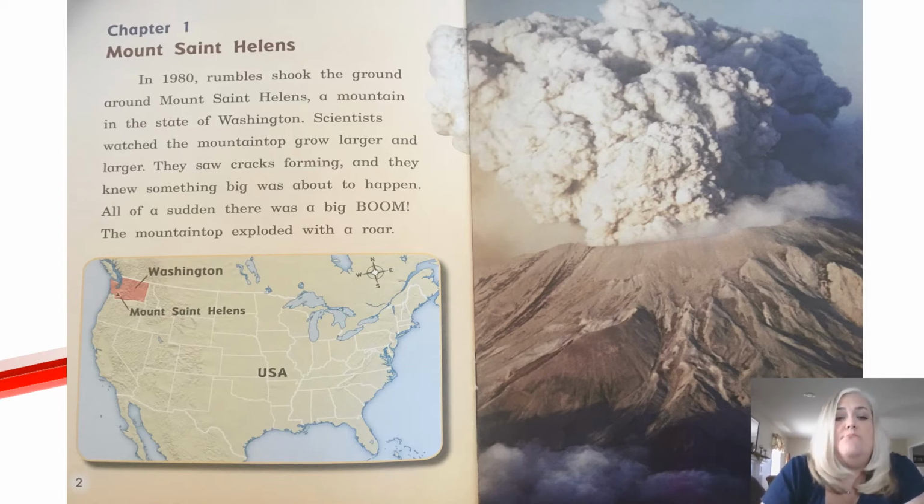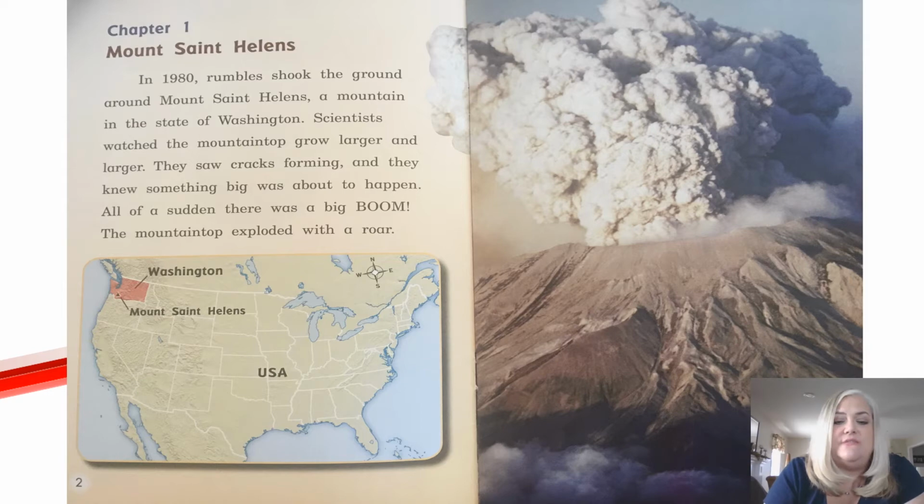Chapter 1, Mount St. Helens. What nonfiction text feature is that? Let's begin reading. In 1980, a rumble shook the ground around Mount St. Helens, a mountain in the state of Washington. Scientists watched the mountaintop grow larger and larger. They saw cracks forming, and they knew something big was about to happen. All of a sudden, there was a big boom. The mountaintop exploded with a roar.